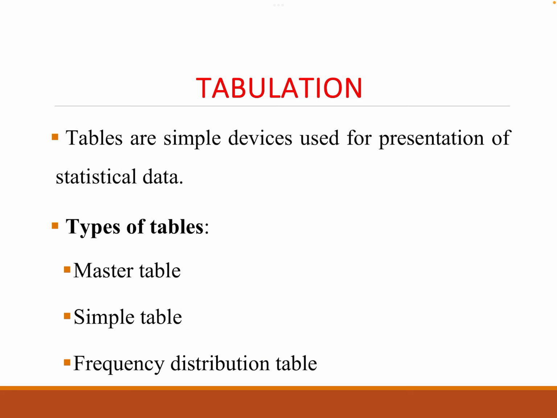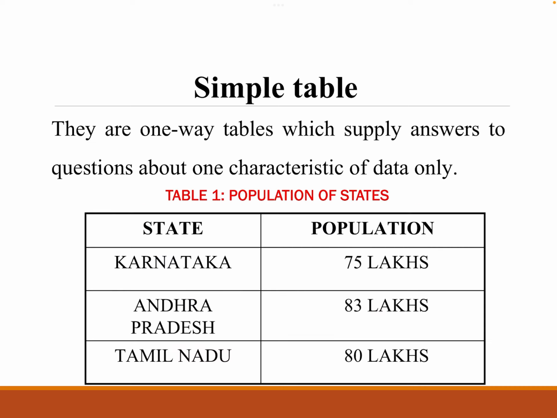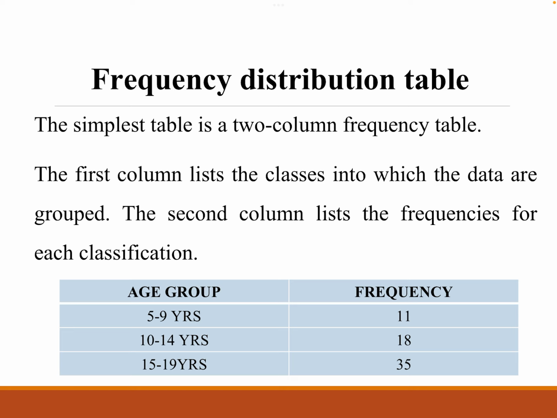When you come to tables, there are different types of tables, mainly three types. First one is a master table, second is a simple table, and third is a frequency distribution table. In a master table, it contains all the data which has been obtained from the survey. And simple tables are one-way tables which supply answers to questions about one characteristic of the data only. It will not have too many columns. And the third type is the frequency distribution table.